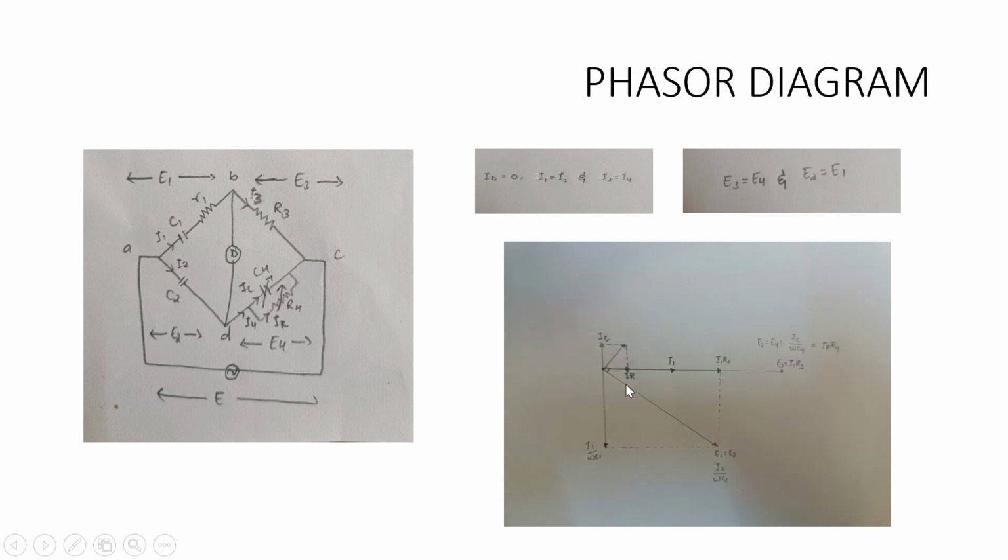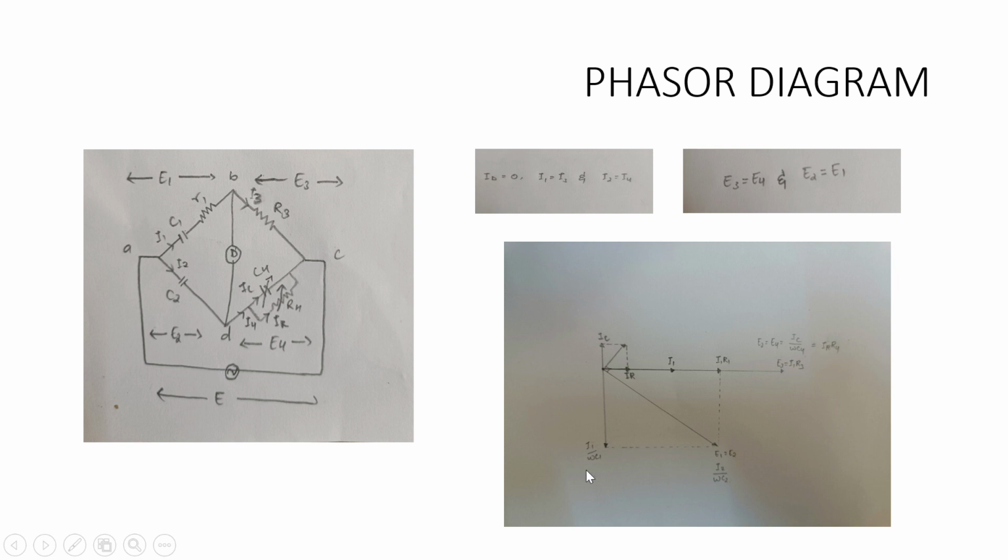Next, so for IR, the current IR, it is going through a resistor, so it is a IR. R4 is a resistive voltage, so IR will be in the same direction, so we get IR here. So in the next arm we know that I4 equals to I2, so it is equals to IC plus IR.